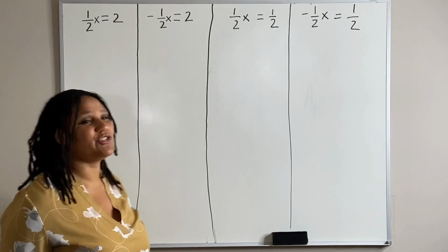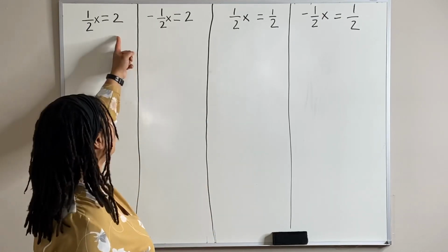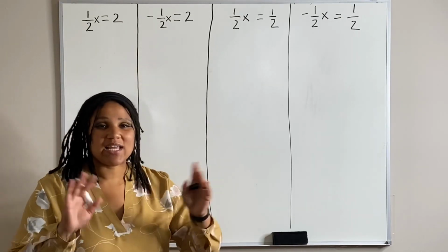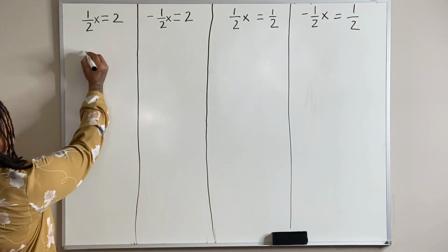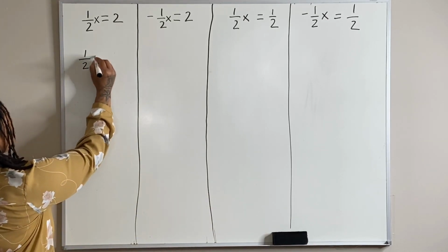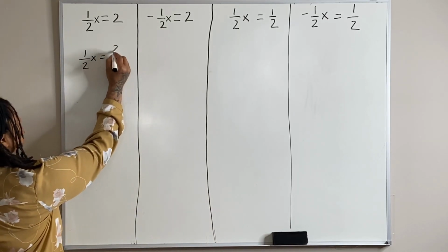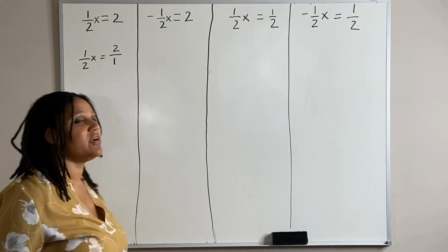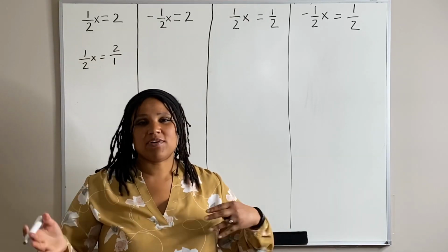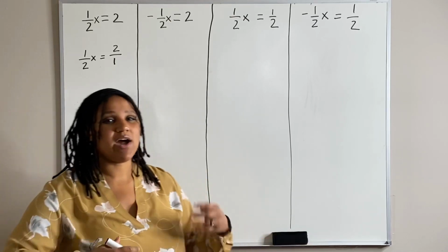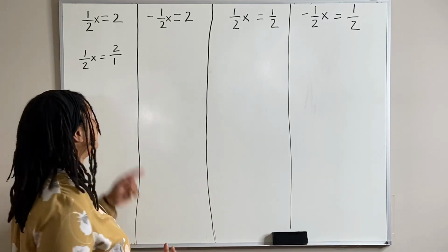Again, I am going to rewrite, and I'm going to make both sides look like a fraction. So I'm just going to come here and rewrite it as 2 over 1. Remember, a number divided by 1 is the number, so I really did not change anything here.